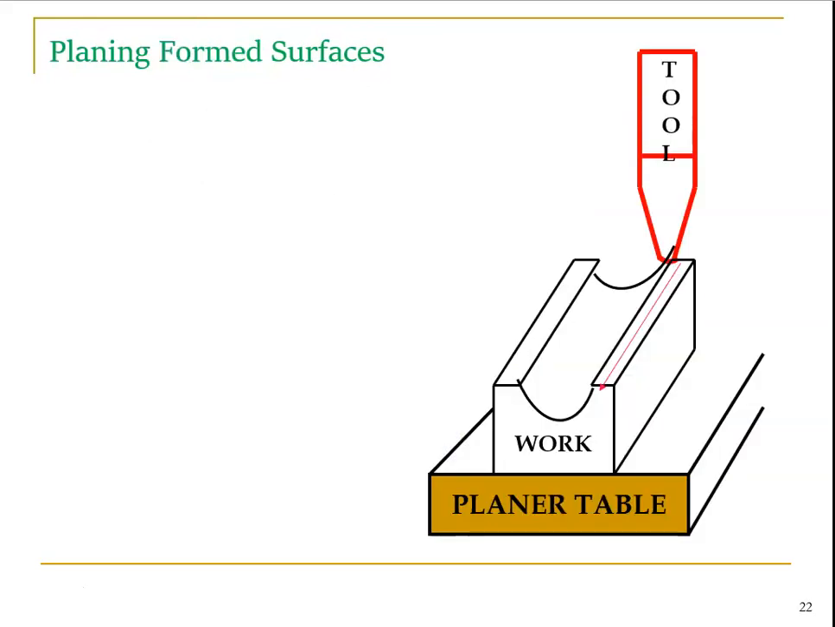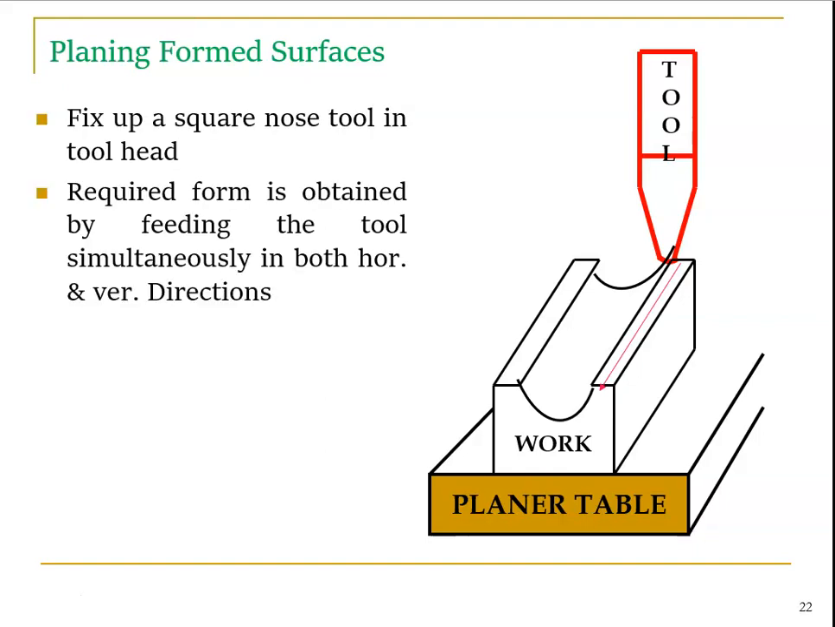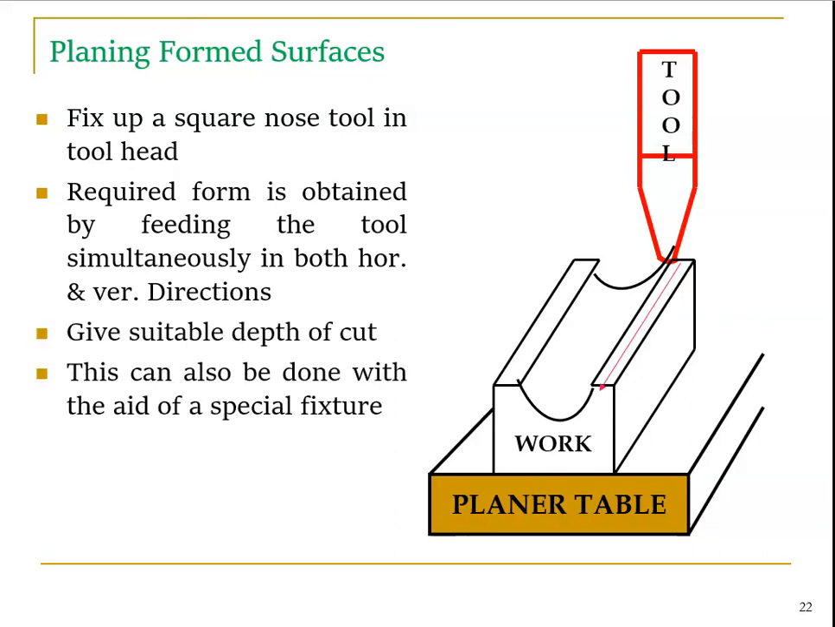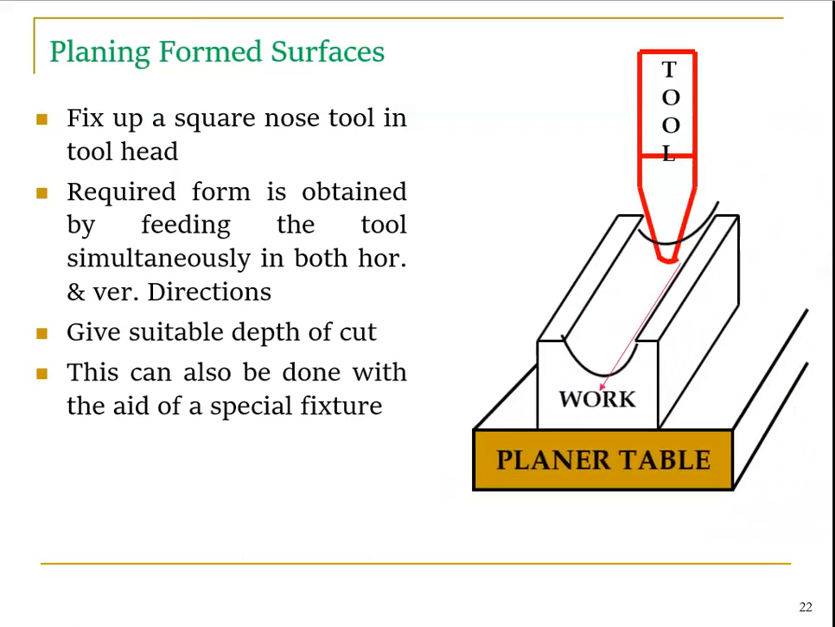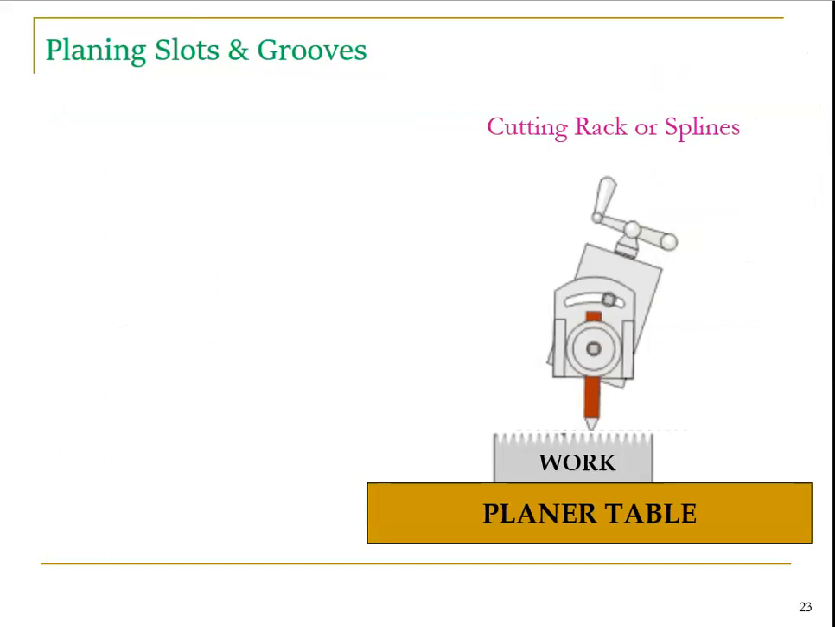Again this is forming. So we have a planer table, workpiece and then the tool. Fix a square nose tool in the tool head. The required form is produced by feeding the tool simultaneously in both horizontal and vertical directions. Whatever form is needed, I need to design the tool accordingly. So give suitable depth of cut. This can also be done with the aid of special fixtures. Using a special fixture we can make it. So whatever irregular form, we can make it.